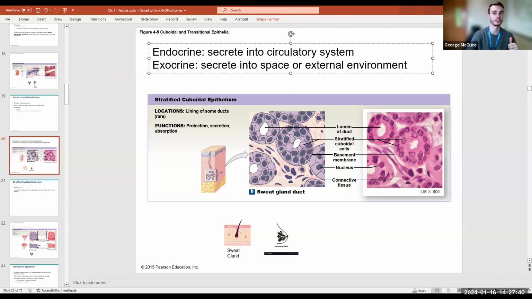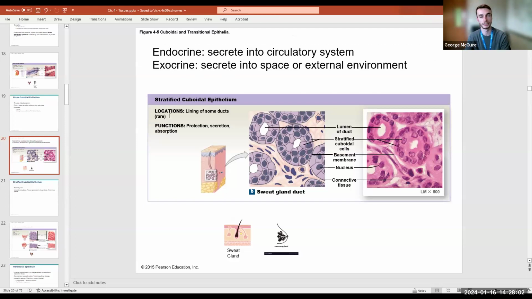So yes, for the hormones, but into the lumen and spaces of the stomach and the small intestine, that is still considered an exocrine gland. So secreting into space or external environments, so out of the tissue, exocrine. Endocrine is into the circulatory system. You will see that in the textbook if you're reading through this chapter, but I don't think it shows up anywhere else in this PowerPoint, so I wanted to address that.